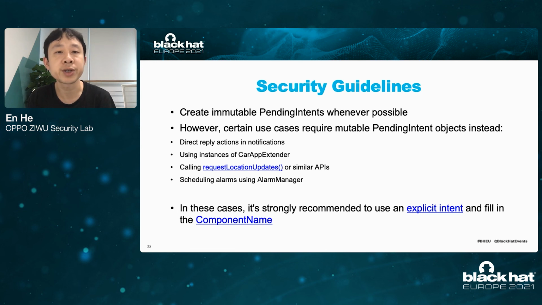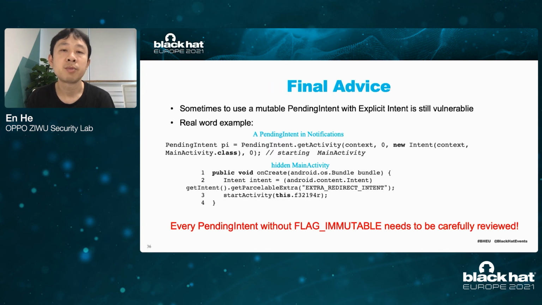However, certain use cases require mutable pending intent objects instead, such as direct reply actions in notifications, using instances of CarAppExtender, calling requestLocationUpdates or similar APIs, and scheduling alarms using AlarmManager. These pending intents require FLAG_MUTABLE. So in these cases, it's strongly recommended to use an explicit intent and fill in the component name. But it is still vulnerable in some cases. Sometimes, using a mutable pending intent with an explicit intent is still vulnerable.